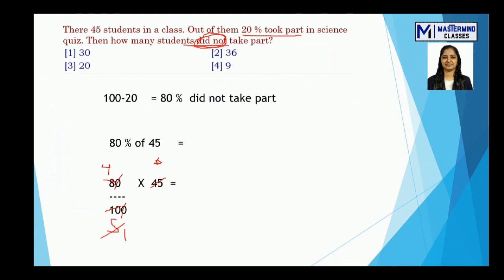So what is your final answer? You have to multiply: 4 nines are 36. So 36 did not take part. That is option 2.